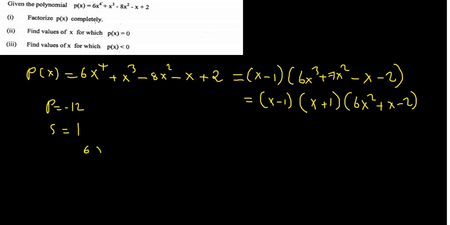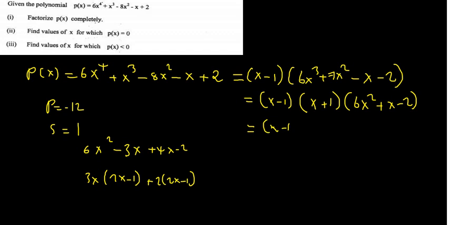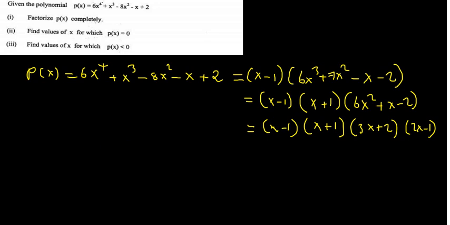So this is going to be 6x squared minus 3x plus 4x minus 2, which is 3x, open brackets, 2x minus 1, and then plus 2, 2x minus 1. So meaning this is going to be x minus 1, x plus 1, and then we are going to have 3x plus 2, and then 2x minus 1. So what we have done here is we have factorized completely.